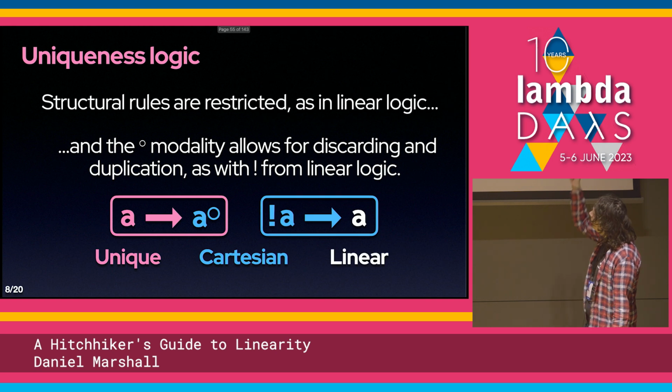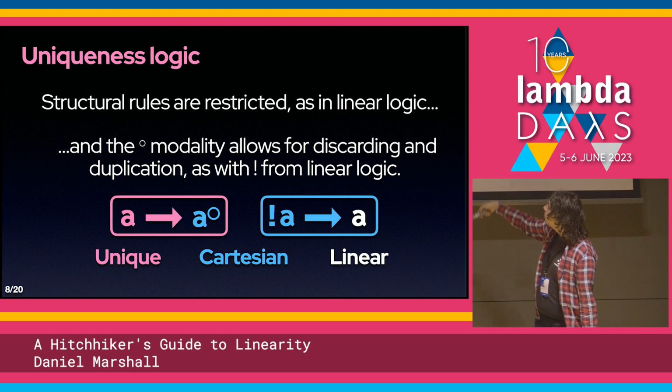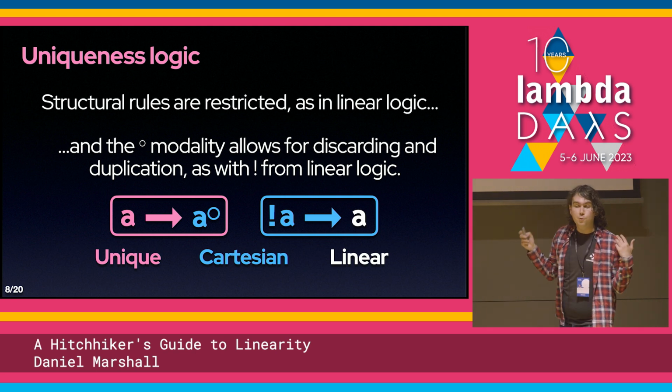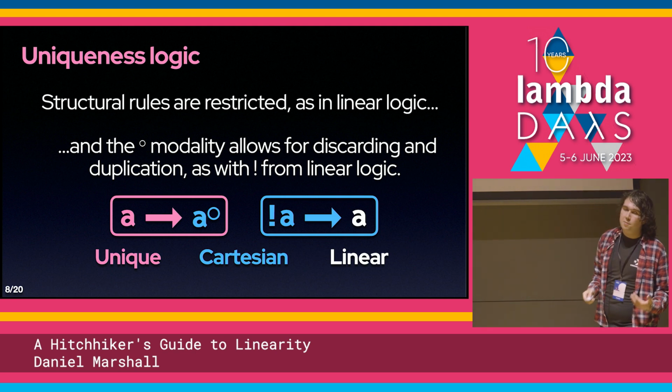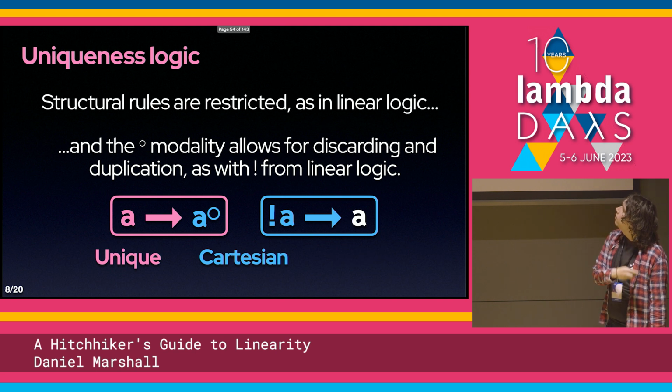And finally, we have linear values, which we don't know anything about where they came from in the past, because they could have come from something that was unrestricted. But what we do know is that they're never going to be possible to duplicate or discard in the future. So 3 kinds of values: unique, Cartesian, and linear.